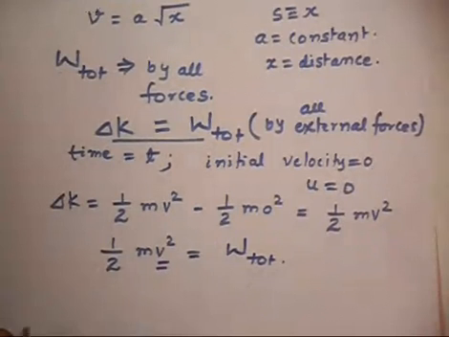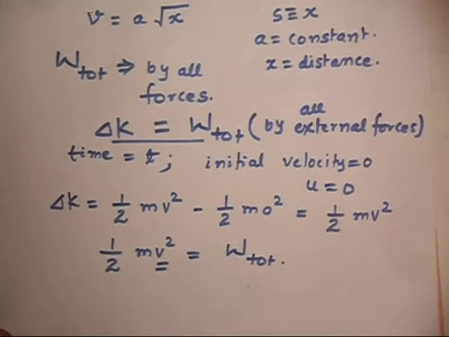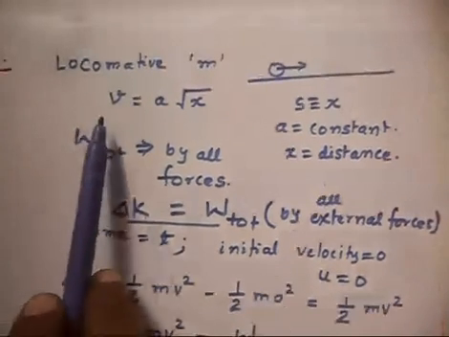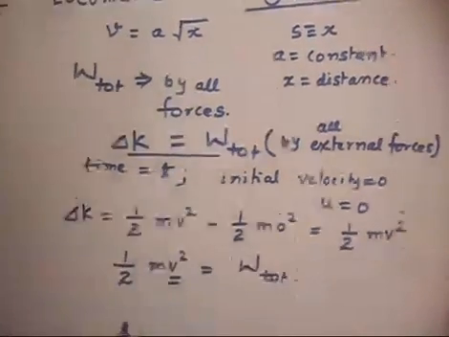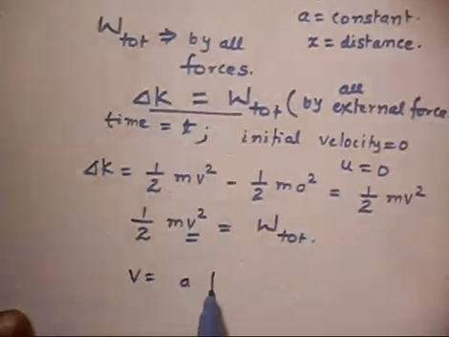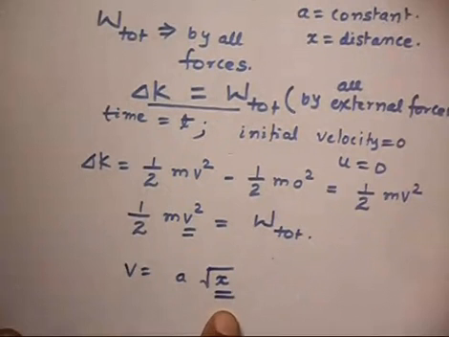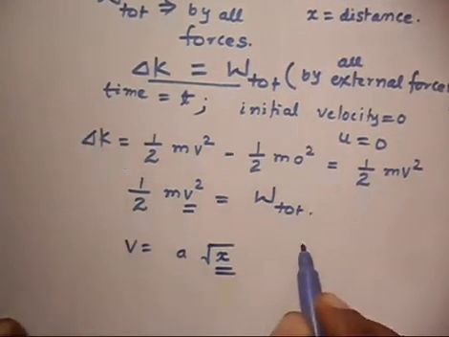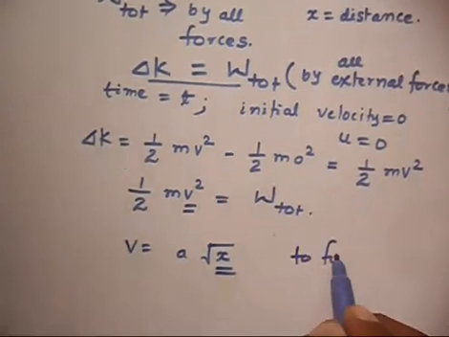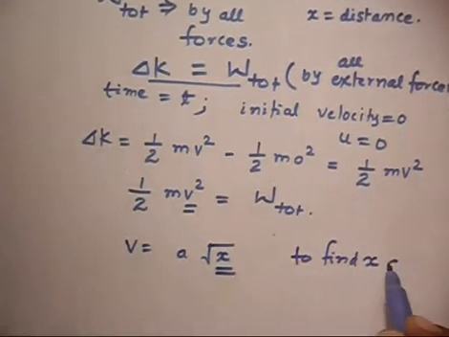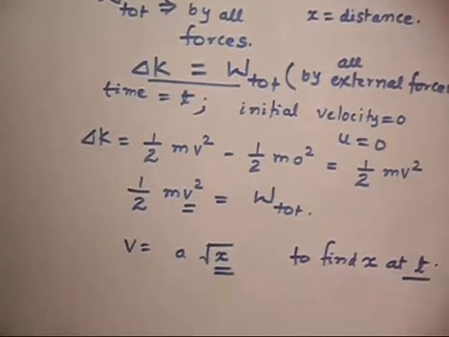Now I have to simply find v. What is the value of v? If I know v after time t, I know the work done. The velocity is given by a root x, but we don't know what x is after time t. If I know x after time t, then I can find v at time t. So my target is to find x at time t.